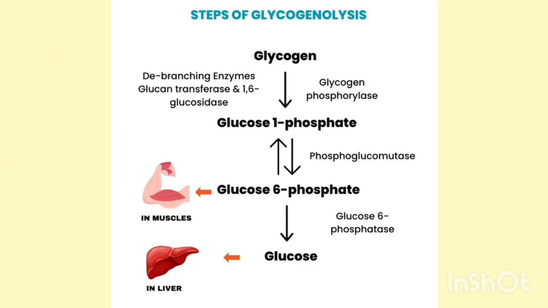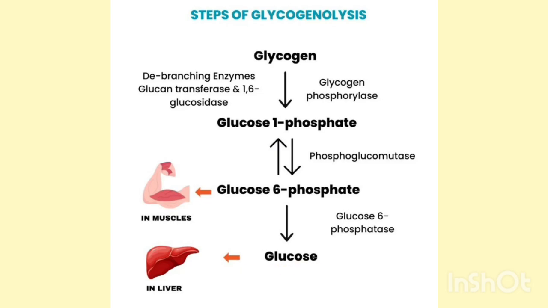You understand? So this will lead to the formation of what is called glucose 1 phosphate, which is acted upon by another enzyme called phosphoglucomutase, which is going to form glucose 6 phosphate, and glucose 6 phosphate then converts to form glucose. Very, very important.